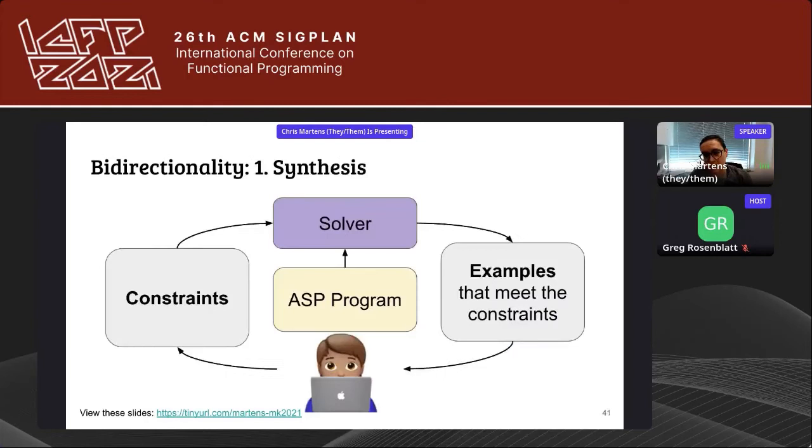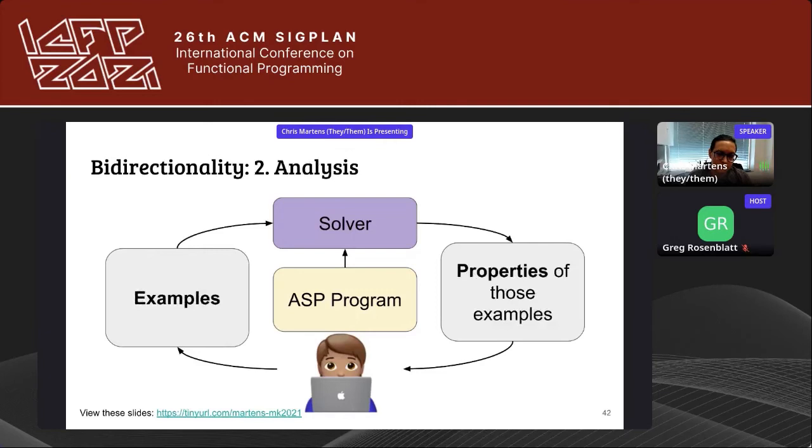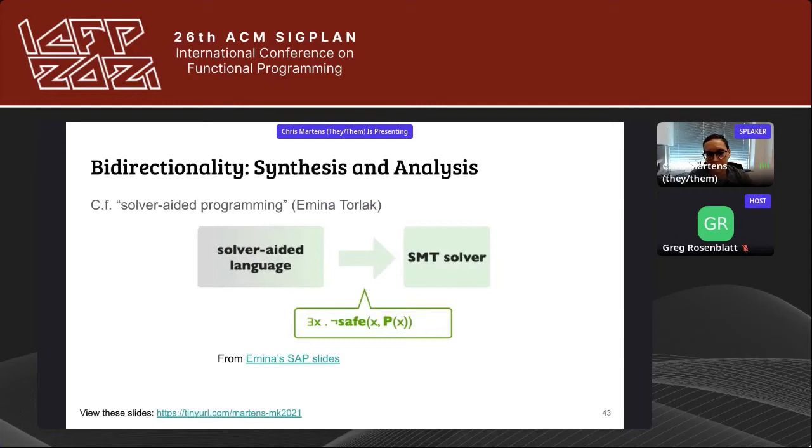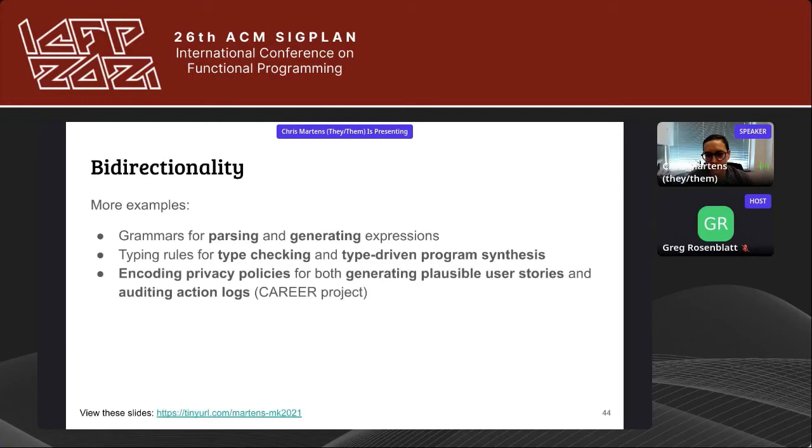So one direction of this bidirectionality is synthesis in the same sense as program synthesis, right? You take a set of constraints and then you are generating examples that meet the constraints. And the other direction is analysis, where you provide some examples and then it tells you potentially some properties or some metrics or some feedback about those examples. I'm really interested in potentially this being connected to Amina Torlak's concept of solver-aided programming, wherein you're primarily interested in analysis and in safety properties of your programs, but there's no reason this couldn't also be checking for other sorts of properties in a procedural content generation setting.